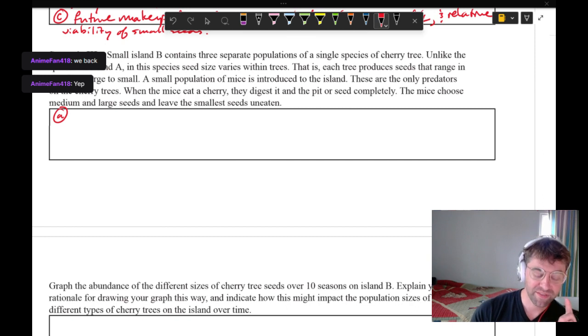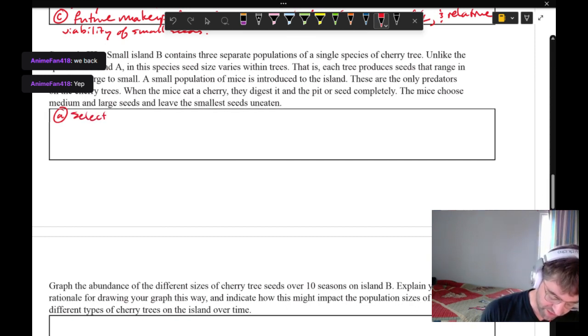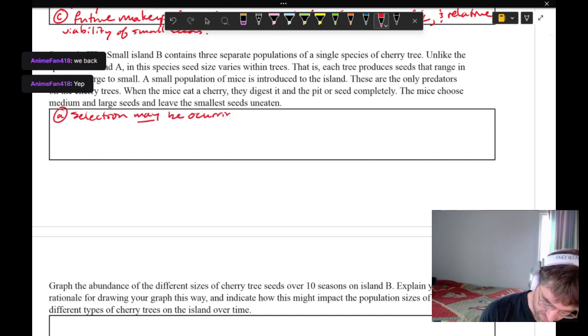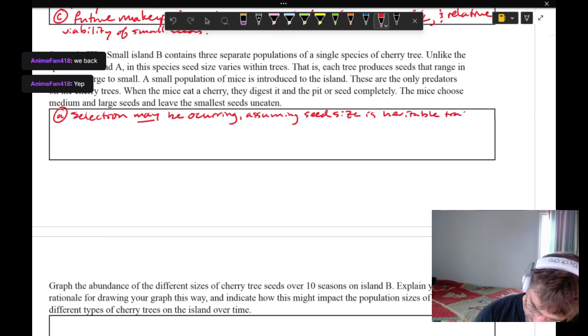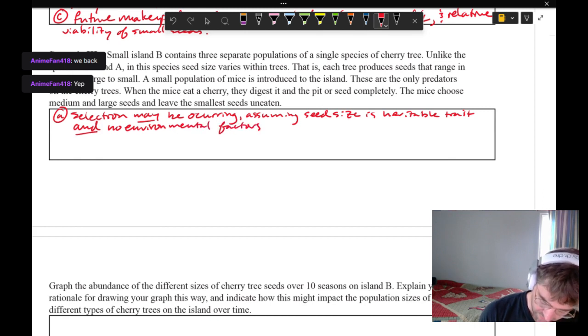So selection may be occurring, assuming seed size is a heritable trait and no environmental factors such as sunlight, nutrition, etc. impact seed size.